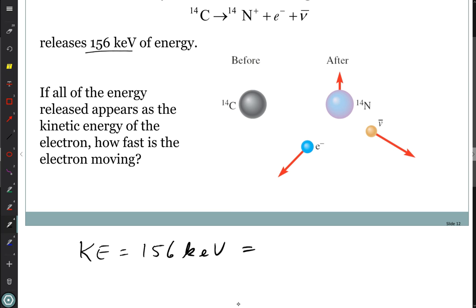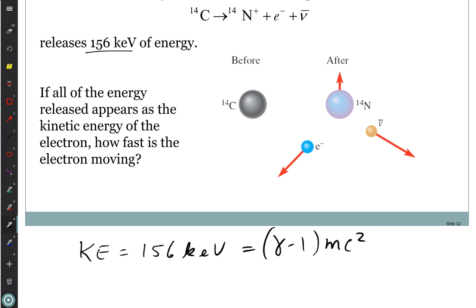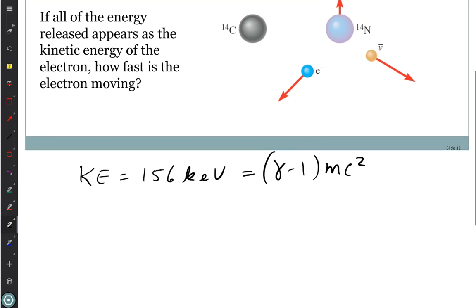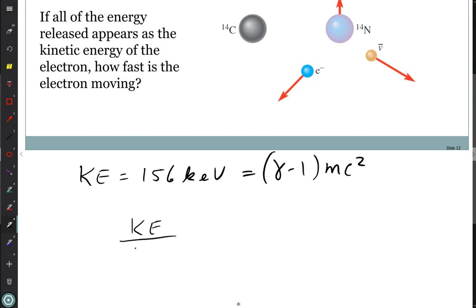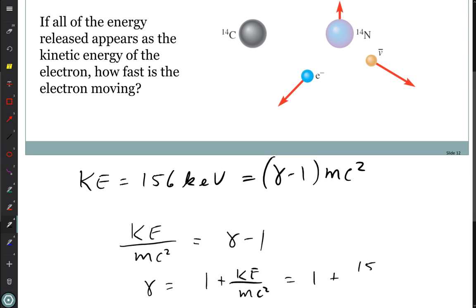It's gamma minus 1 times mc squared. Well, I know what mc squared is. That's the 511 kiloelectron volts. And so I can find this as kinetic energy divided by mc squared is equal to gamma minus 1. Add 1 to both sides, and I have gamma is equal to that, and that gives me gamma.